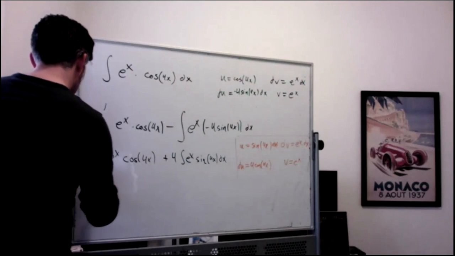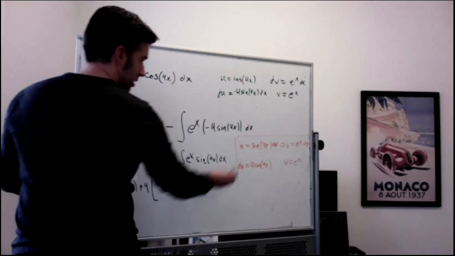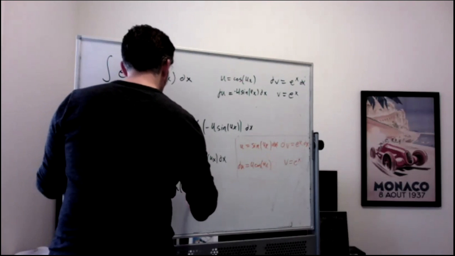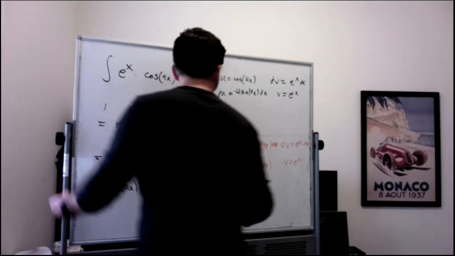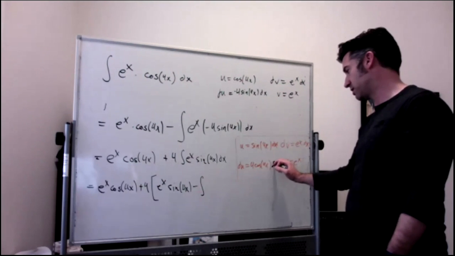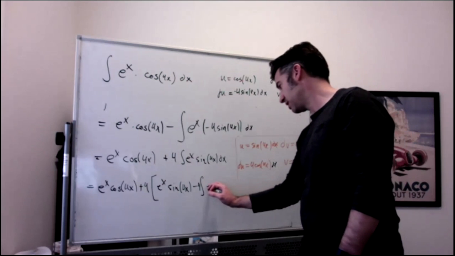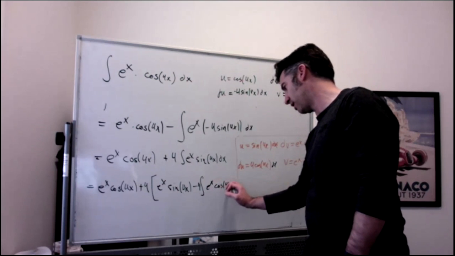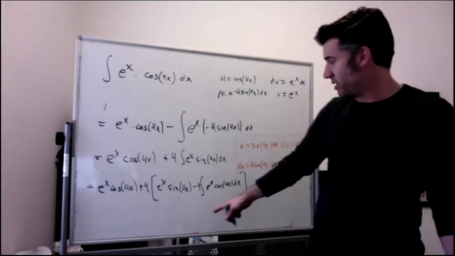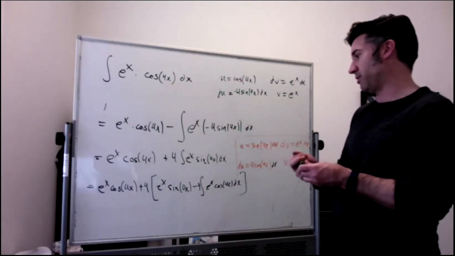So we're going to get e to the x cosine of 4x plus 4 times the uv, which is e to the x times sine of 4x, minus the integral of v du. Now check this out. The integral of e to the x times 4 cosine of 4x dx. I'm going to put the 4 out in front. I'm going to get e to the x cosine of 4x. Well, that's no good. I'm back where I started with the integral of e to the x times cosine of 4x. It's actually fine.